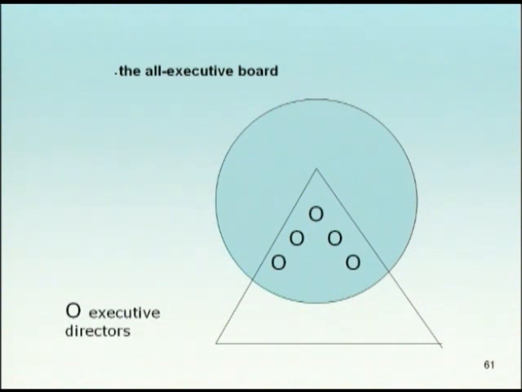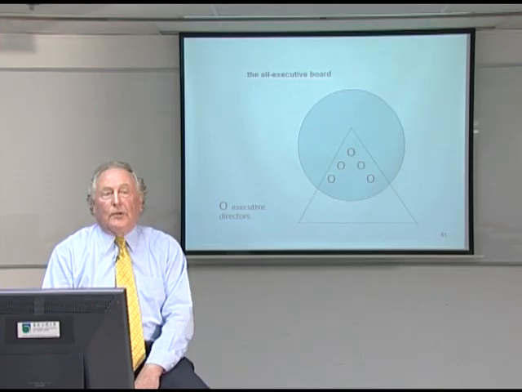The all-executive board, using our model of the triangle and the circle, is one in which all the directors are executive directors. There are no outside or non-executive directors. Quite typical in a startup company, directors are often the shareholders as well, and are all managers in the business. Also found quite frequently in subsidiary companies, companies that are owned by a holding company, where the major decisions are taken by the main board, which would have independent non-executive directors, and the subsidiary company board being, as in this case, all executive.